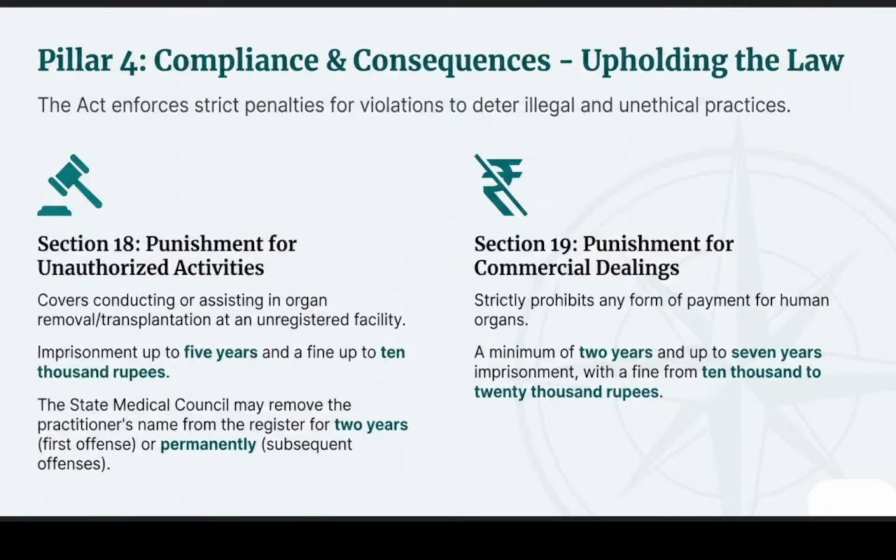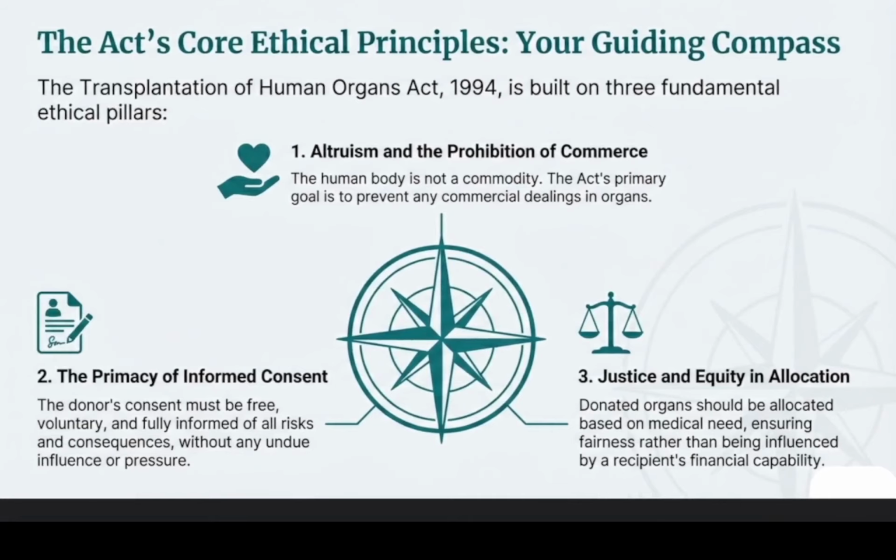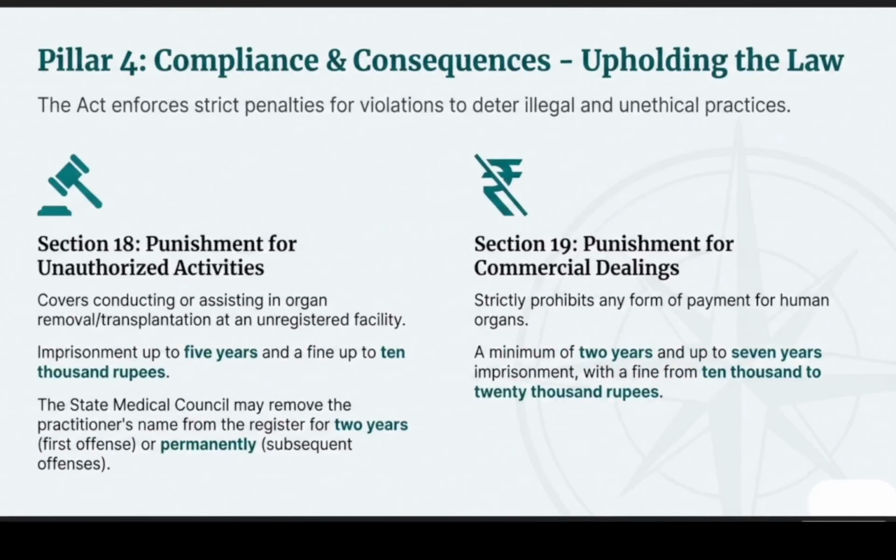Section 19 says there is punishment for commercial dealings. Payment is definitely not permissible, but if at all it happens, they are going to get a minimum of 2 years and up to 7 years of imprisonment with a fine of 10,000 to 20,000 rupees. So this was about organ transplantation.